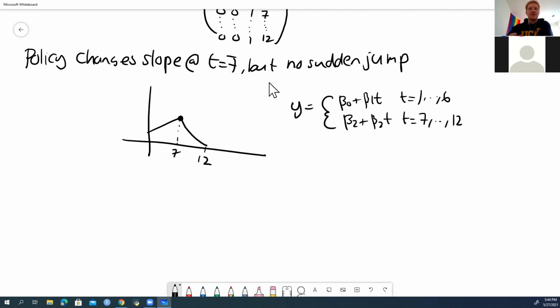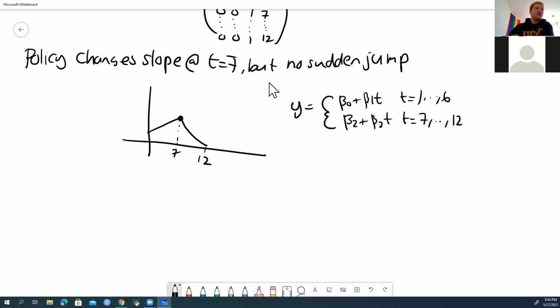Okay, but we have a problem here because this doesn't guarantee in any way that they're going to be colliding, intersecting at t equals 7. This is two lines with two different intercepts, two different slopes. So if you think about it, we have too many degrees of freedom, too many parameters for what we need to do. We have a constraint now that they have to intersect at t equals 7, so we need to get rid of one of the parameters because otherwise it's not going to work. There's too much variability.